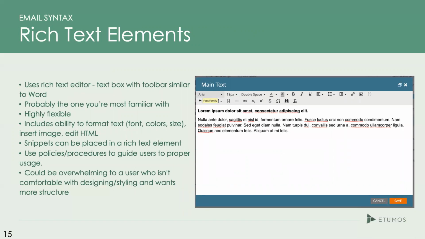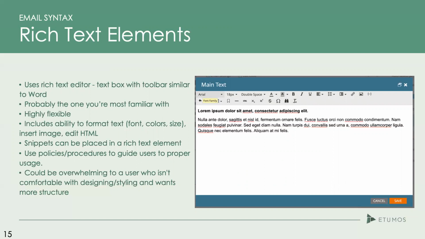As a bonus, snippets, which I'll talk about later, can also be placed by the user into a rich text element. It's all or nothing when it comes to the rich text editor. You can't hide any of the toolbar buttons. So use policies and procedures to guide your users on proper usage.